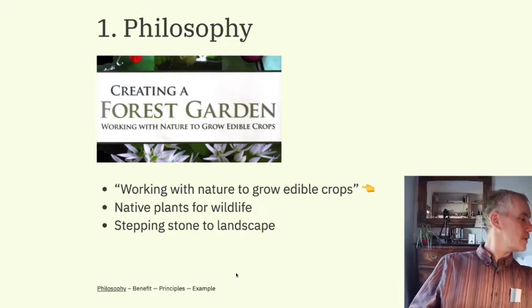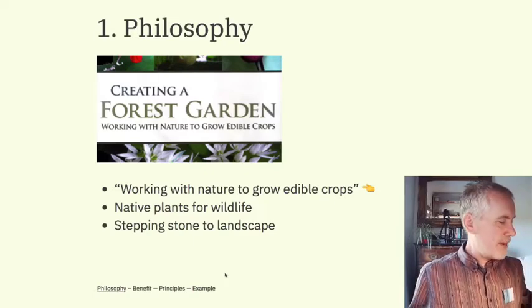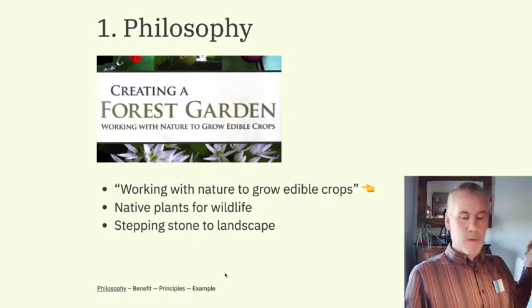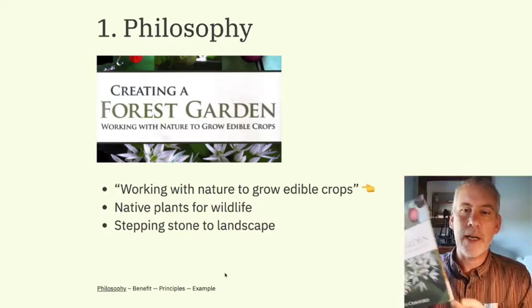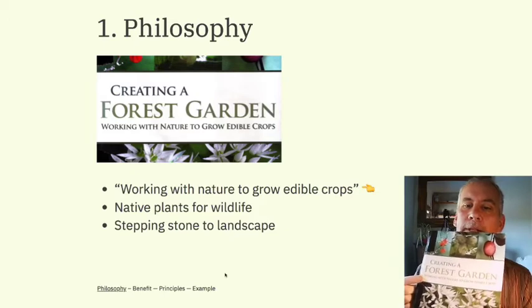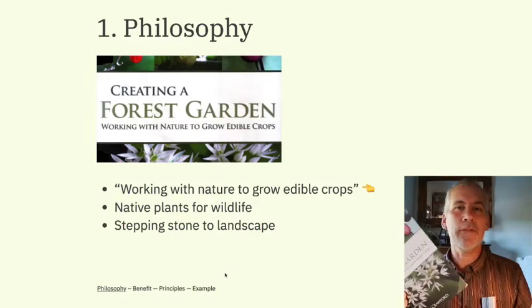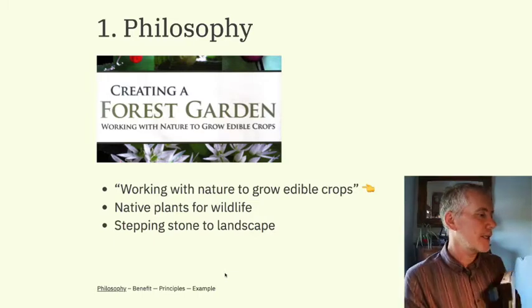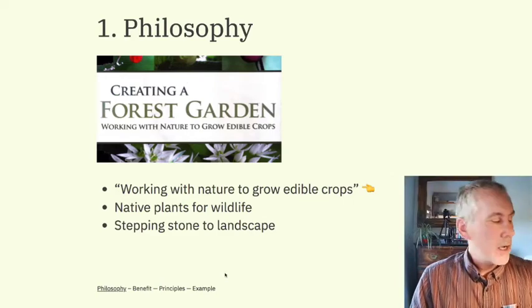Martin Crawford's, where's it gone? Martin Crawford's book, which I bring out every single week. Martin Crawford's book is invaluable. Where is it? There it is. And that is Working with Nature to Grow Edible Crops. That sums it up very nicely indeed. That this is the guiding principle.